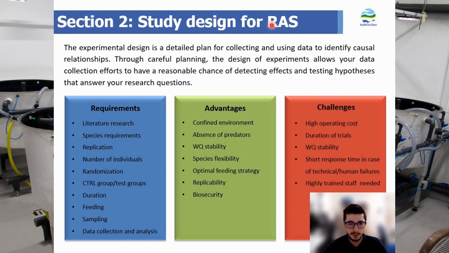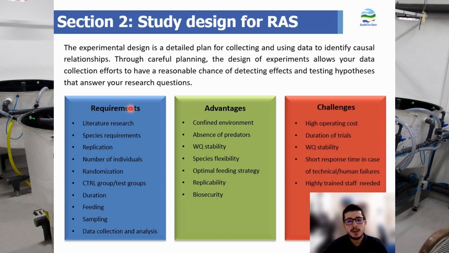Species requirement. The nutritional and environmental requirements are vital when you design a new study. Each species is unique, and to reflect its true nature, each requirement must be respected. Replication. It's important because it has information about the reliability of the conclusions of your study that can be drawn from your data. The statistical methods that assess the reliability rely on replication. Number of individuals, this is still linked with a statistical point of view.